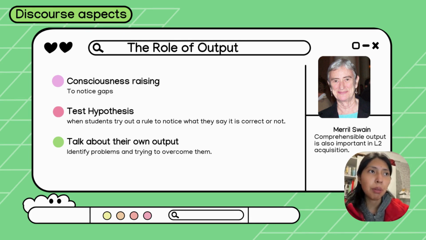Another important aspect is the role of output, which was stated by Merrill Swain. She said that the comprehensible output is also important in L2 acquisition. And here we have 3 ways in which we can learn through our own output. Consciousness raising, to know when we notice certain gaps in our learning. Test hypothesis, when we try to use different or new rules to see if we do it correctly or not. And the last one, to talk about our own output.